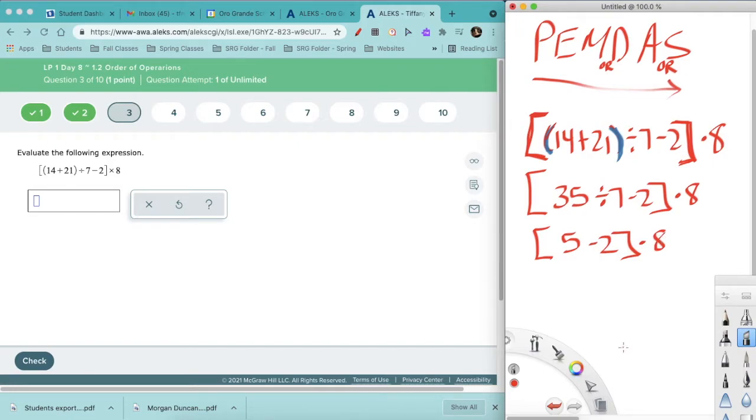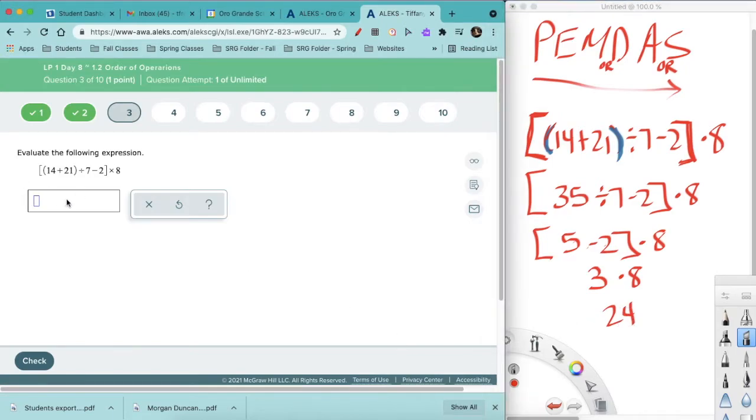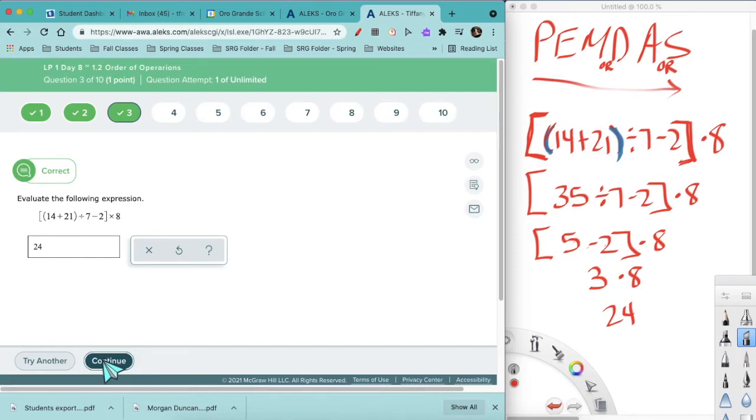So now 5 minus 2, that's 3. I don't need the brackets anymore. Now that it's one single number, I can drop the brackets and just multiply by my 8 on the outside here. So I get 24. Check. Yay. Continue.